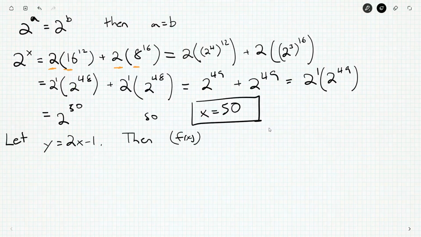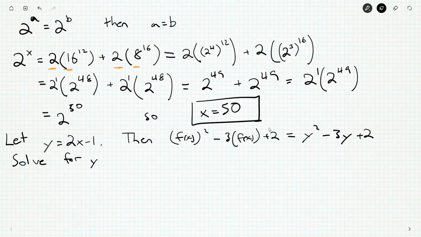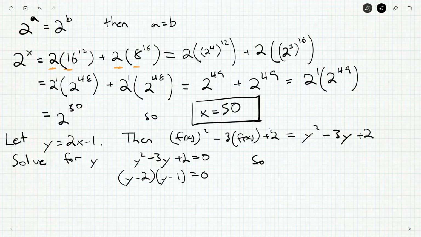Then f of x all squared minus 3f of x plus 2 is the same as y squared minus 3y plus 2. First, let's solve for y. So y squared minus 3y plus 2 is equal to 0. Well, if it's written like this, it is quite quick to factor, actually. We need two numbers that multiply to 2 and add to negative 3. I'm going to go with y minus 2 and y minus 1. So y is equal to 1 or 2.